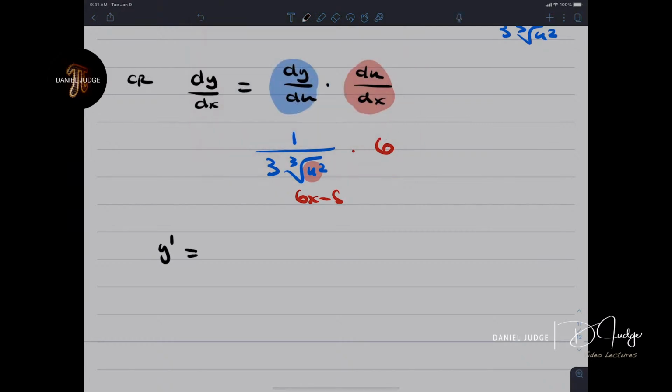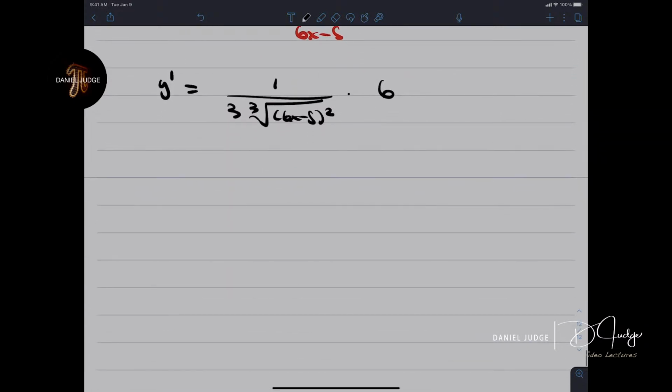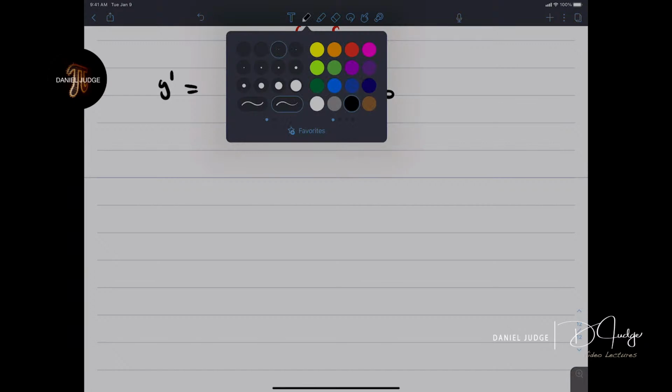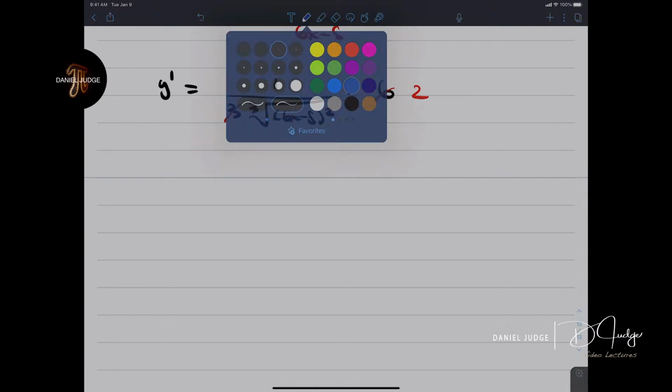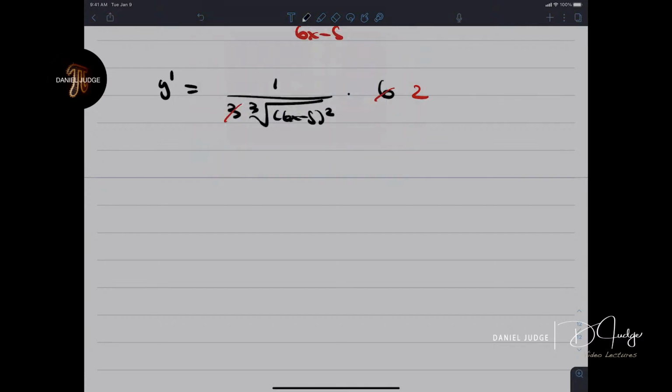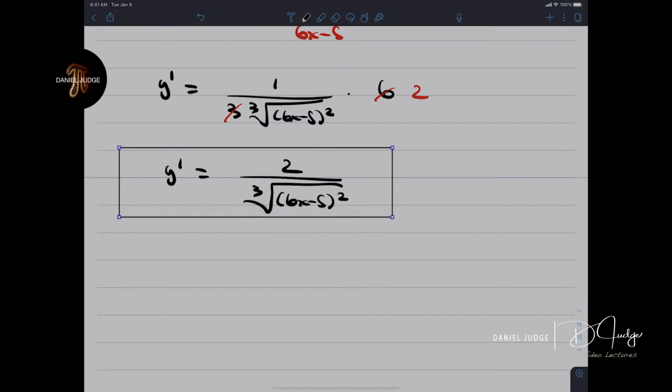Y prime. 1 over 3 cube root of 6x minus 5 squared times 6. The 3 and the 6 cancel. There's a 2. Y prime will be 2 over the cube root of 6x minus 5 squared. There we go.